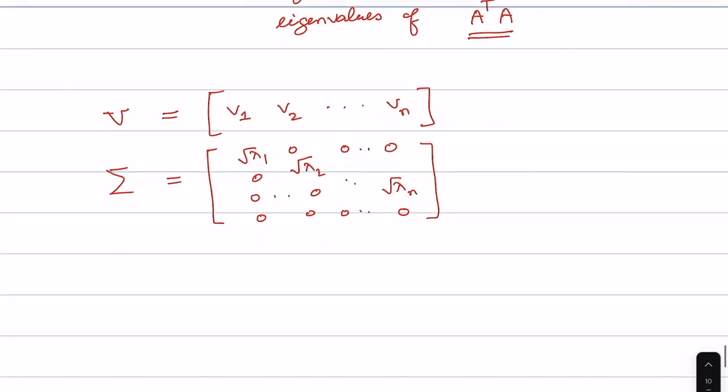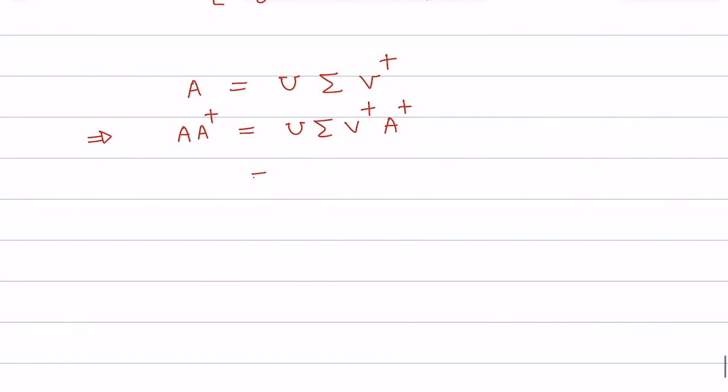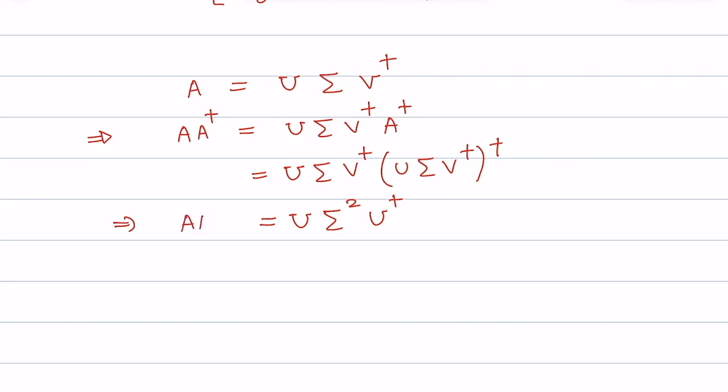Now, how to obtain capital U? It can also be obtained in a similar way, only with a slight difference. Let me explain that. We'll start again with this expression: capital A is equal to capital U, capital sigma, capital V dagger. Now, multiply both sides of this equation by A dagger from the right. So I will have U capital sigma V dagger, then A dagger, which is U capital sigma V dagger, then dagger. From here, you can show very easily that you are going to get this final expression: capital U, capital sigma square, capital U dagger.